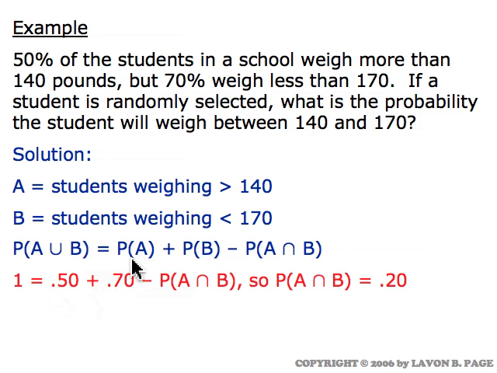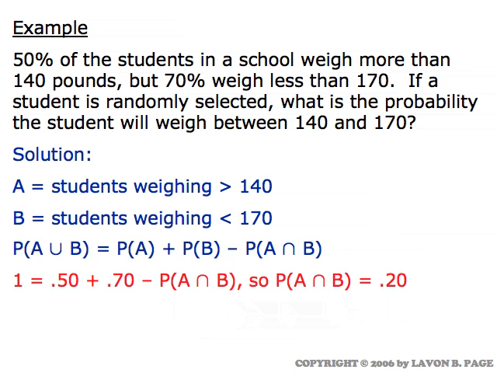Filling in the other numbers, the probability of A, we're told that 50% of the students weigh more than 140, so the probability of A is 0.50. Also, we're told that 70% weigh less than 170, so the probability of B, which is that group of students, is 0.70. And if we just solve for the missing number, 1 is 0.5 plus 0.7 minus the probability of the intersection, solve this equation for P of A intersect B, and we get P of A intersect B is 0.20, which simply says 20% of the students weigh between 140 and 170.